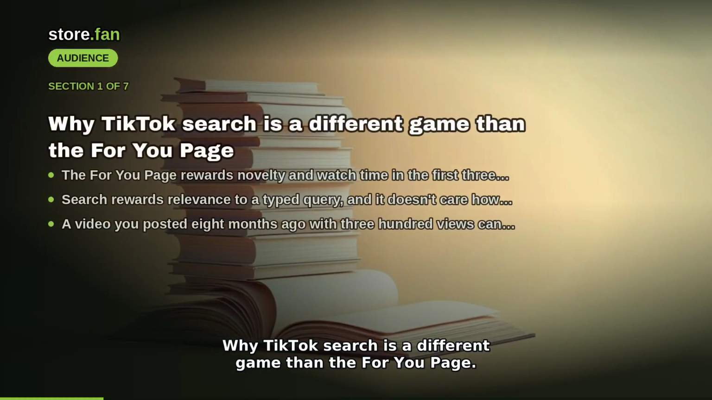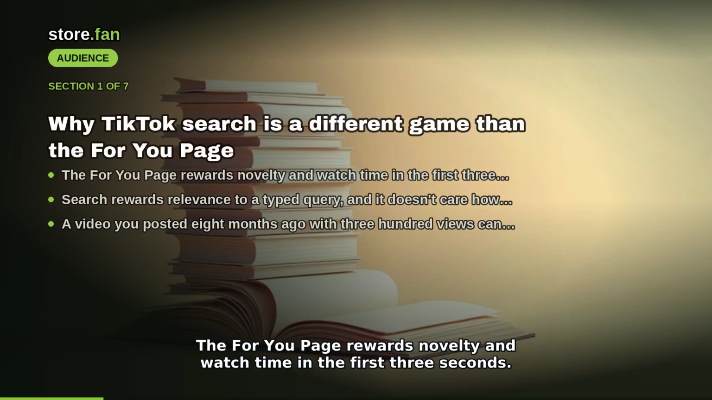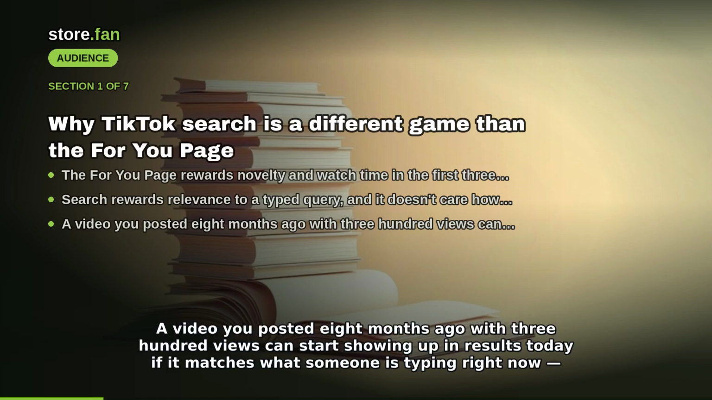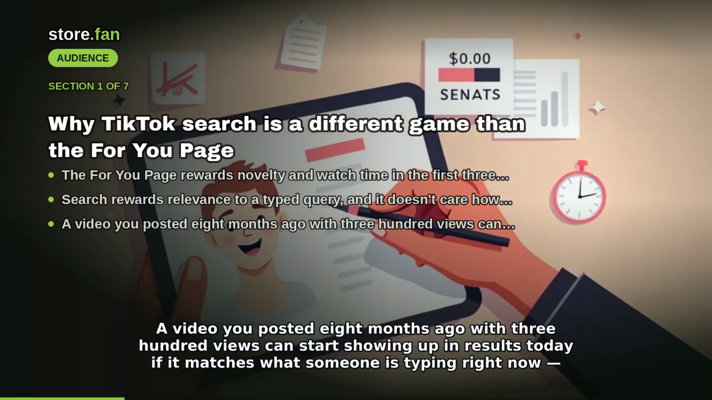Why TikTok search is a different game than the For You page. The For You page rewards novelty and watch time in the first 3 seconds. Search rewards relevance to a typed query, and it doesn't care how old the video is. A video you posted 8 months ago with 300 views can start showing up in results today if it matches what someone is typing right now.